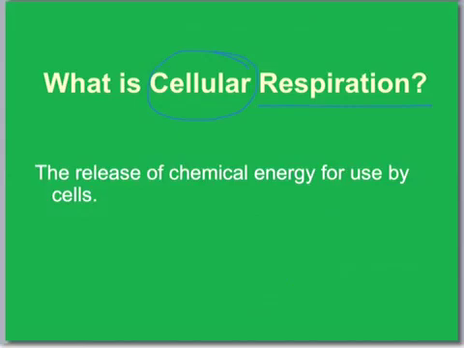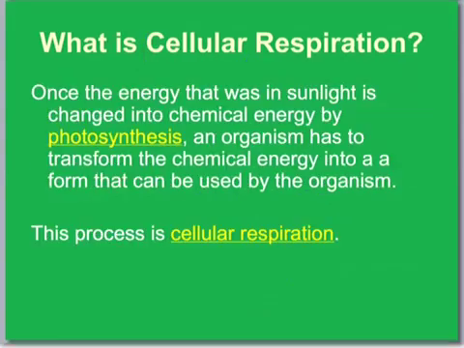So cellular respiration, what we're going to talk about now, is the release of chemical energy for use by cells. Okay, so what did we just talk about? Let's see, photosynthesis, what does it make? Oh yeah, energy. Energy stored as sugar, okay? So cellular respiration is the release of chemical energy for use by cells. Once the energy that was in sunlight is changed into chemical energy by photosynthesis, okay, so we have that sugar, we have that glucose, an organism has to transform the chemical energy into a form that can be used by that organism, okay? That process is called cellular respiration.